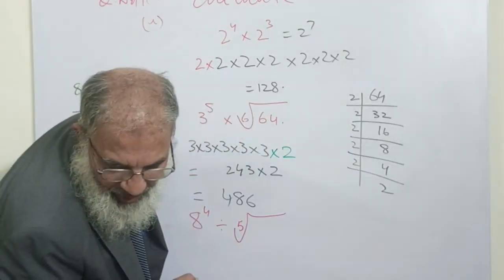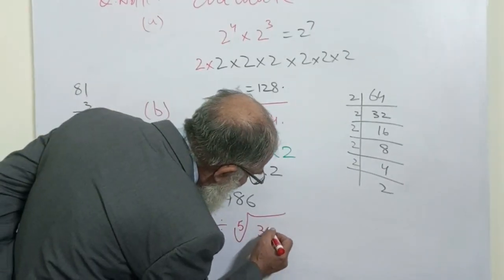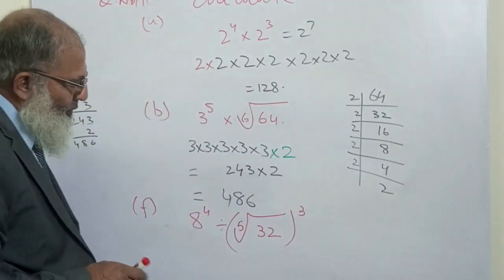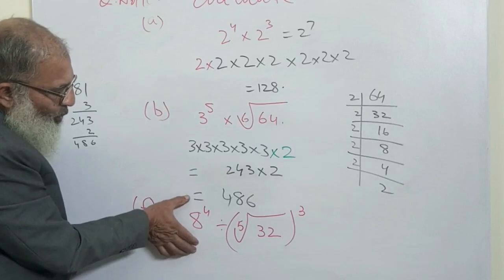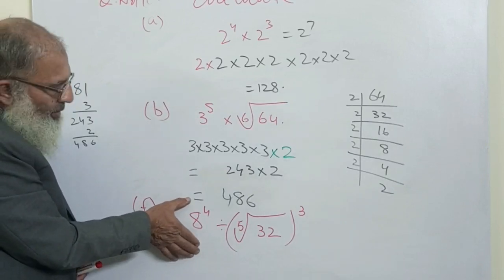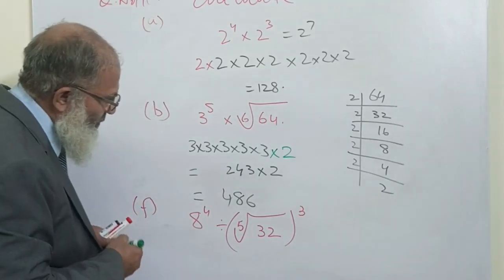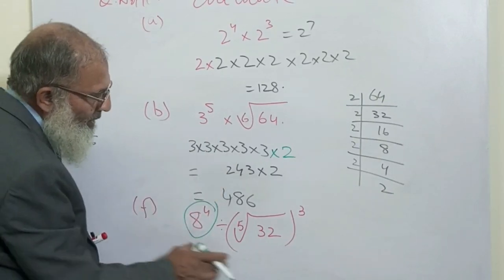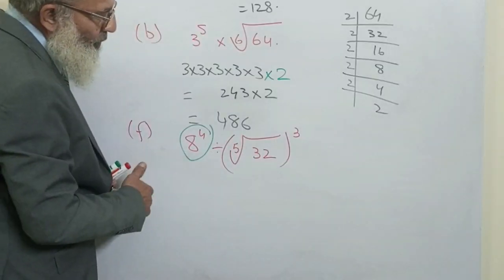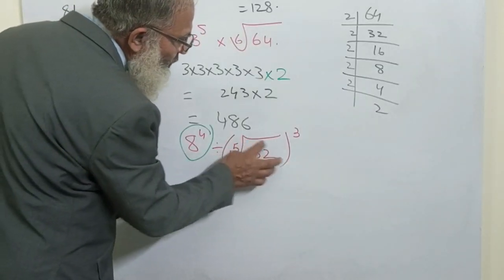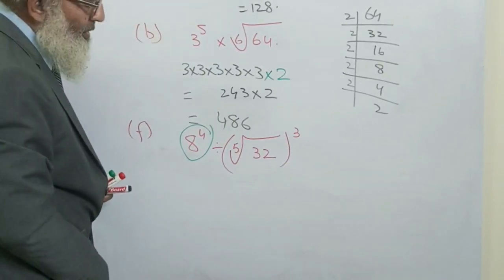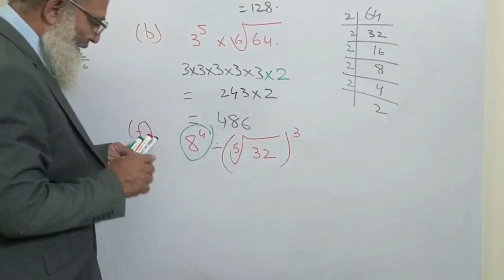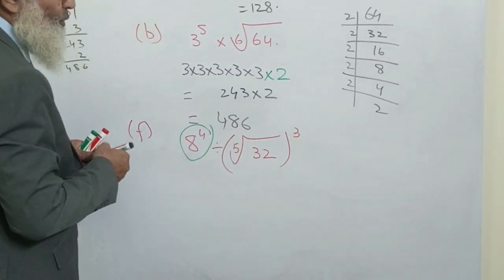5, 32, and it is whole cubed. You see, there is no problem with this part. We'll do it in this way. But what about this one? First of all, what I do is I have to remove this thing. So in the rough work, what do I do?